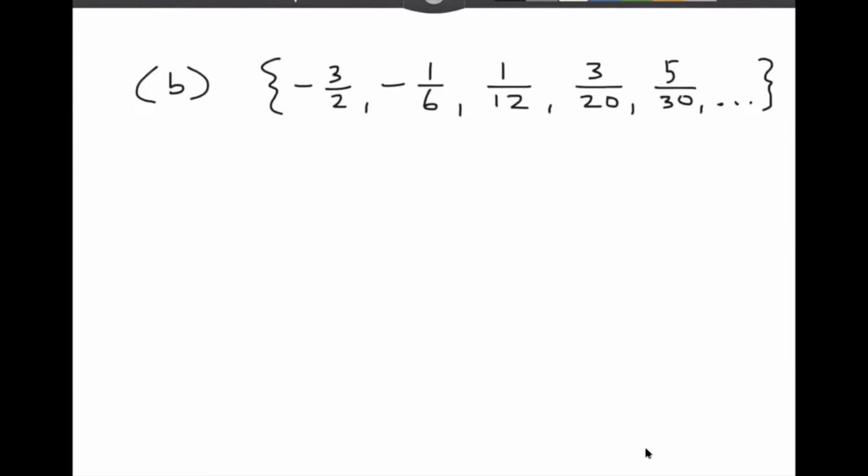Okay, so again, it's about taking apart the pattern. So let's look at the numerator and the denominator separately. In the numerator, why don't we build in this negative sign? We have -3, -1, 1, 3, 5. Okay. That is what's called an arithmetic sequence. What makes it arithmetic is that the terms are going up by a constant number, in this case 2. Okay.